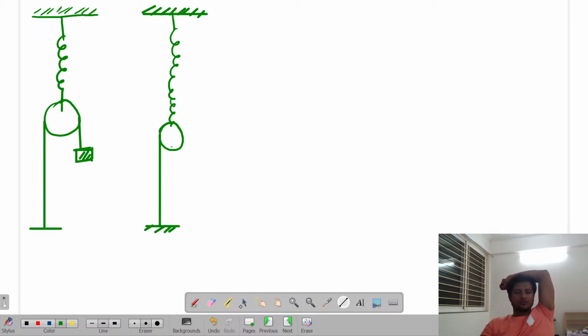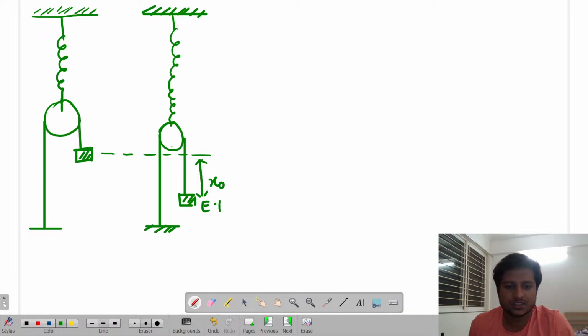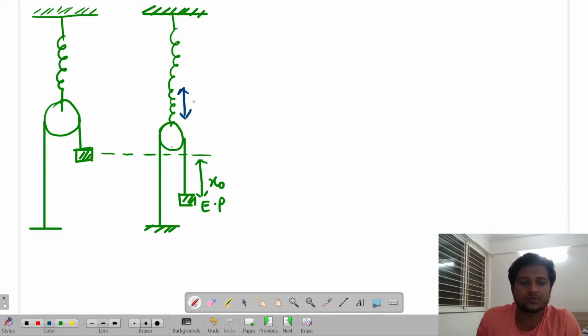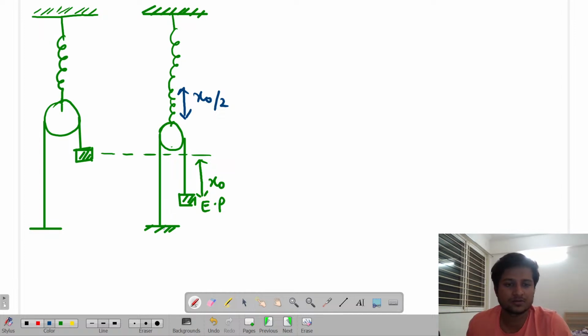Let's suppose over here the block was displaced by how much distance? X naught. This was its original position, this is my displacement from natural length, and this point is basically which point? Equilibrium point. So if this is x naught, then this pulley from here to here will be displaced by how much? X naught by 2. कितना displace होगा. Is that clear?